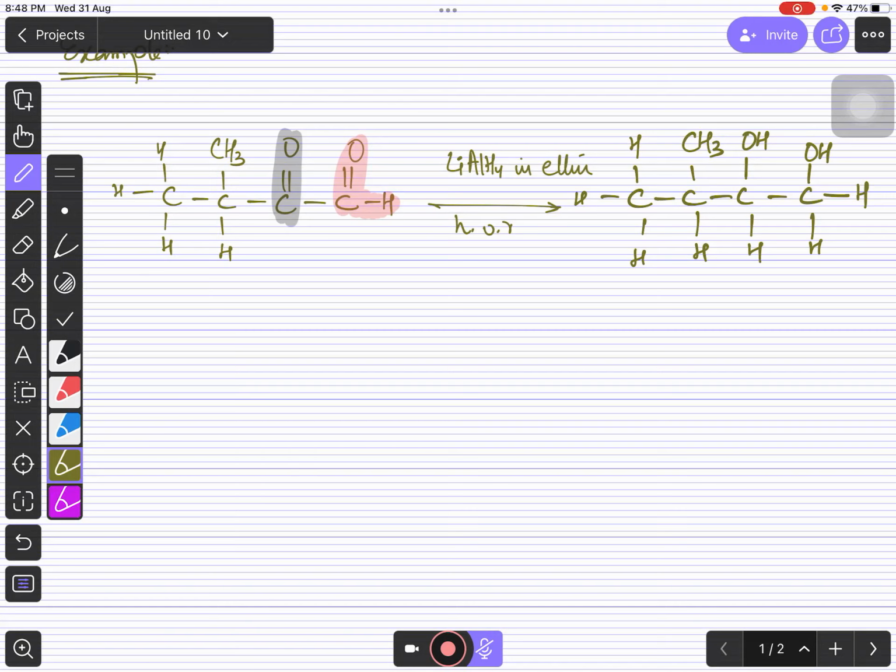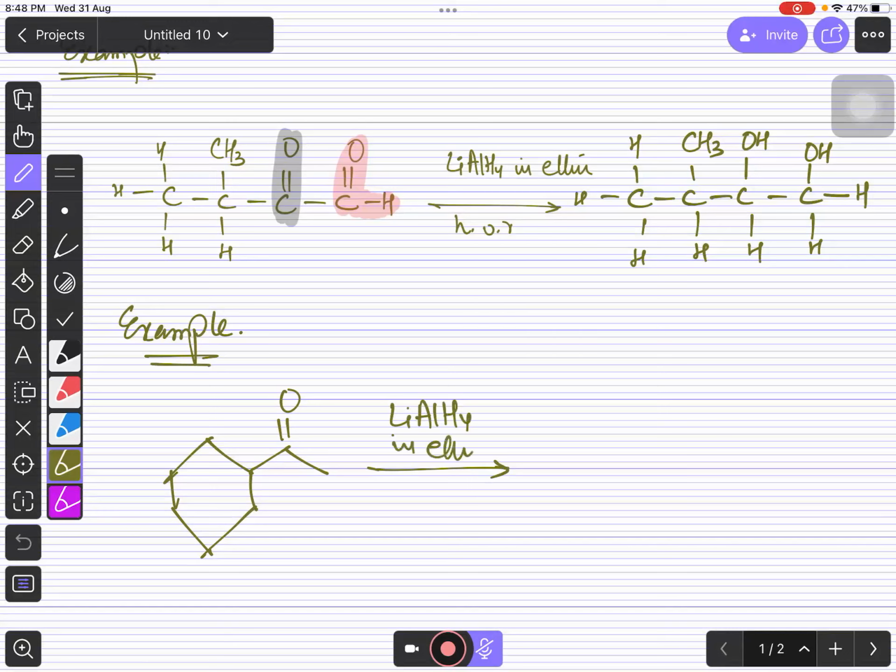Yes, sir. And then secondly, if I have one more very good example over here, for example, if I have this molecule, right? This is like this, and I am adding lithium aluminum hydride in ether, right? And I'm doing what? Heat under reflux. This is forming the molecule X, and I am adding concentrated sulfuric acid over here, right? And heat it, and it is forming product Y. What is this?